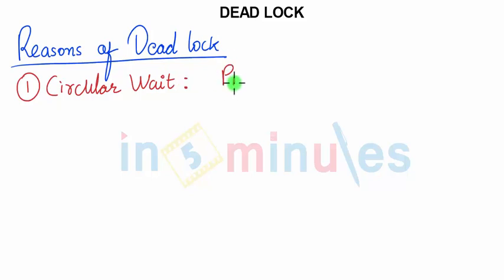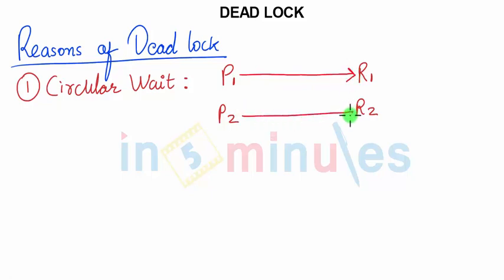Consider process 1 has resource 1, process 2 has resource 2. I repeat what I said. Process 1 has resource 1, process 2 has resource 2. But, mind you, this is going to create trouble. Process 1 for completion requires resource 2, and process 2 for completion requires resource 1.